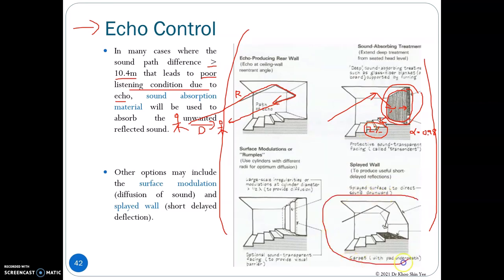We can also direct the sound to the wall by adding the slanted surface here. So in this case, the sound will be absorbed by the carpet on the floor. We can also consider to perform the surface modulation. So in this case, diffusion of sound will happen on this surface. By doing that, the potential of echo can be reduced.